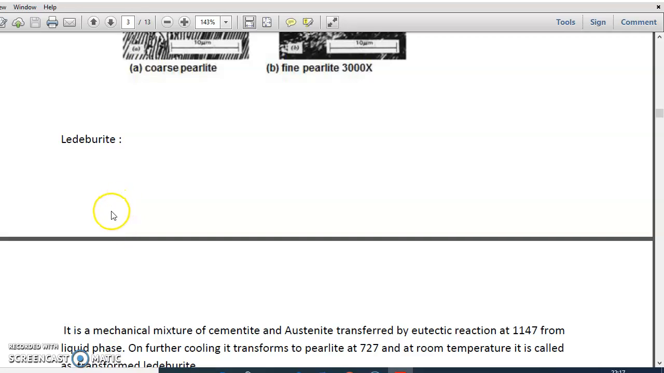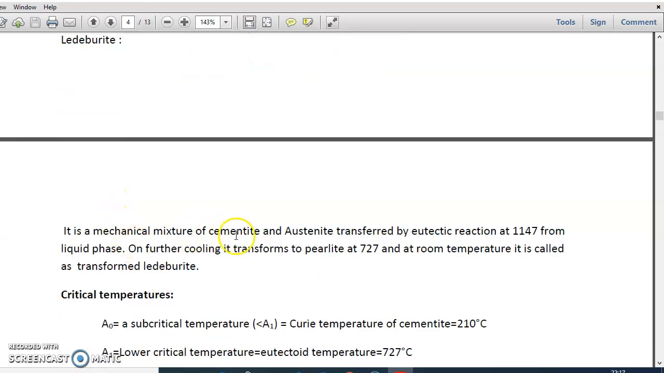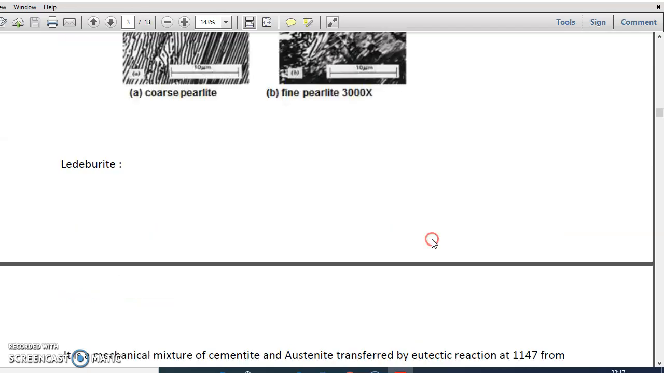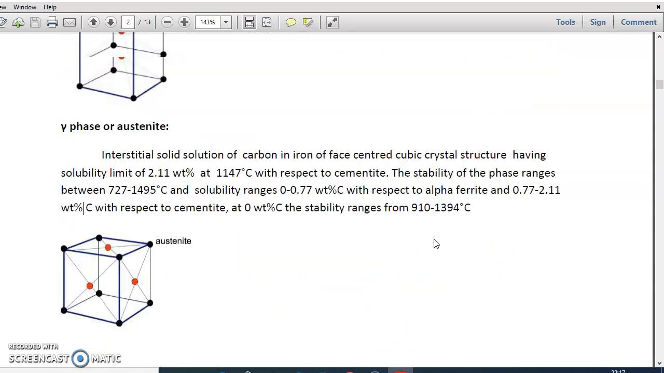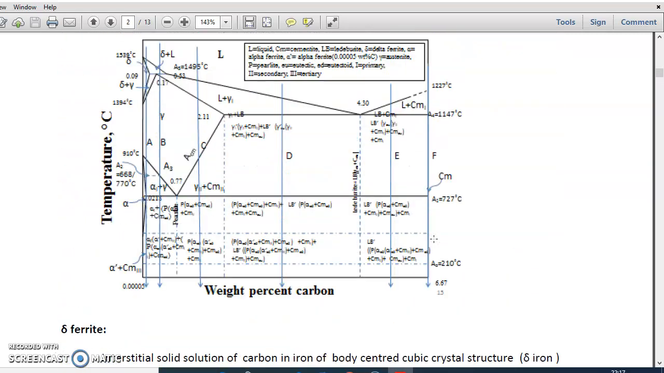Ledeburite is a mechanical mixture of cementite plus austenite, and this mixture we get by the eutectic reaction. We will see it again in the iron-carbon diagram. This mechanical mixture of austenite plus cementite, between 727 and 1147, is known as ledeburite.